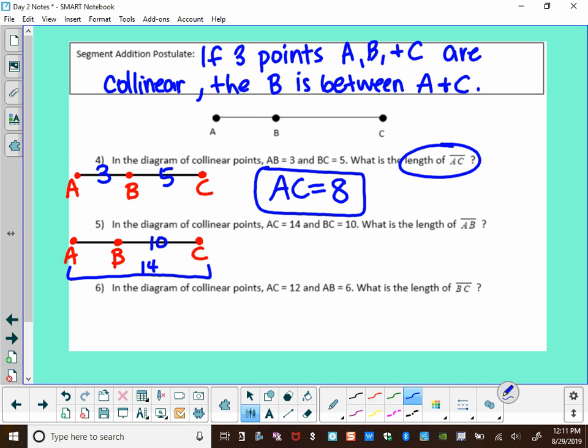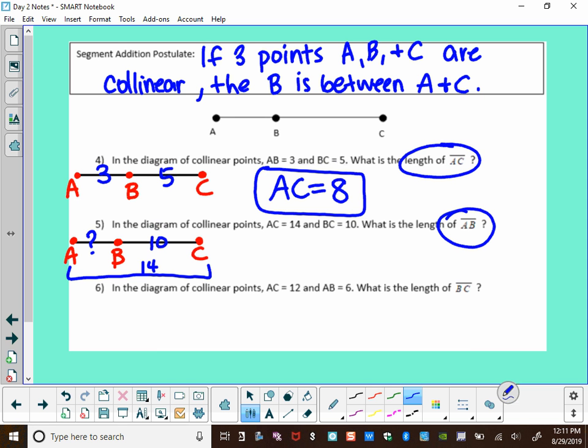They want us to figure out what is the length of AB. What's that going to be? What's AB? What'd you get? Careful. The whole thing is 14. That piece is 10. Yep, so that means that this AB is going to be 4.